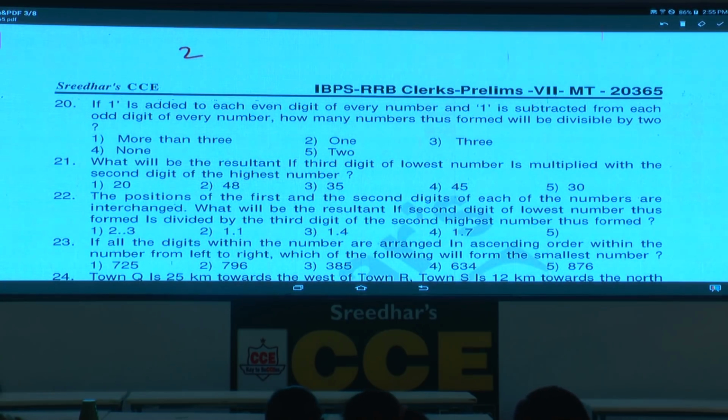the remaining will be 257. Then what is the question here? In ascending order, which of the following will form the smallest? Which is the smallest here? 725 is the smallest. Are you getting the answer or not? Now this is about question number 23, choice 1.